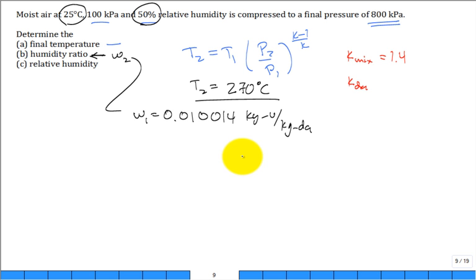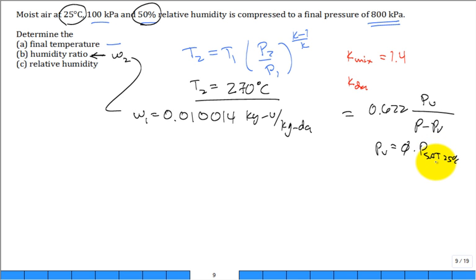But again, how did that do? That's 0.622 times vapor pressure over P minus PV. True? And how'd you get PV? Relative humidity times Psat at that 25 degrees C dry bulb temperature. So we got that down. And omega 2 is equal to omega 1. So there's your answer for part B.